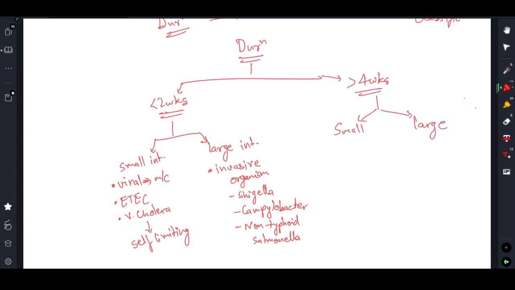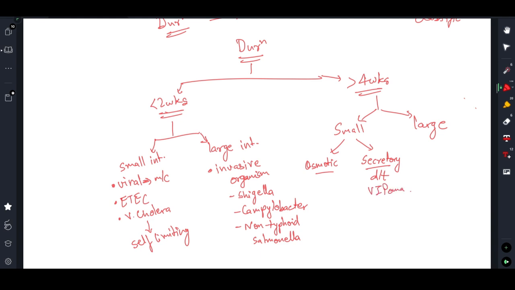Now discussing the chronic causes for small intestinal diarrhea, it can be either malabsorption leading to osmotic diarrhea, or it can be secretory diarrhea due to tumor, right? So for chronic small intestinal diarrhea, the causes can be malabsorption, and it can be secretory diarrhea due to tumor, which is VIPoma.